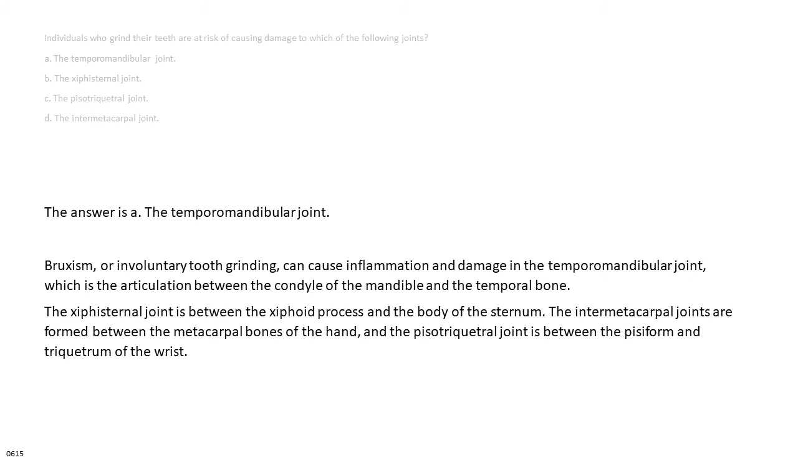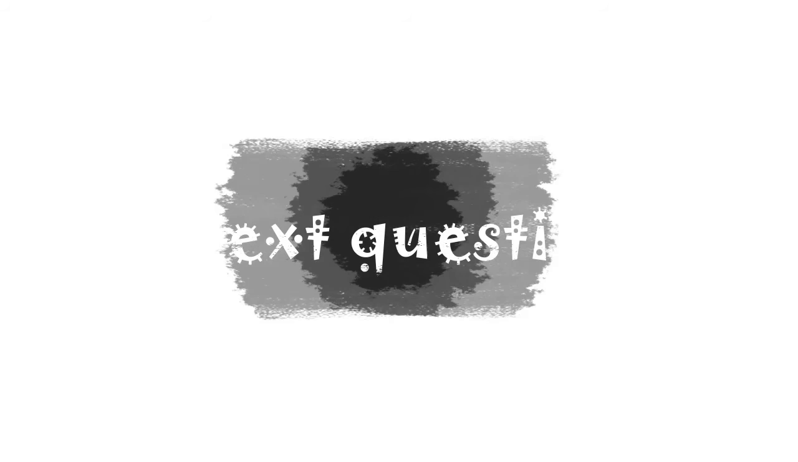The answer is A. The temporomandibular joint. Bruxism, or involuntary tooth grinding, can cause inflammation and damage in the temporomandibular joint, which is the articulation between the condyle of the mandible and the temporal bone. The xiphisternal joint is between the xiphoid process and the body of the sternum. The intermetacarpal joints are formed between the metacarpal bones of the hand, and the pisotriquetral joint is between the pisiform and triquetrum of the wrist.